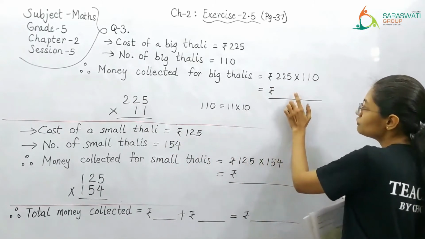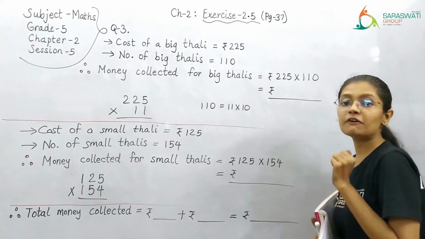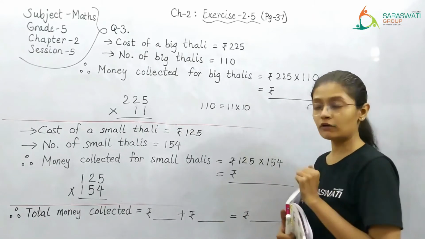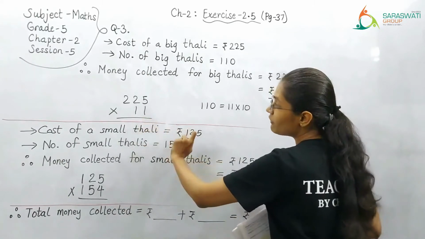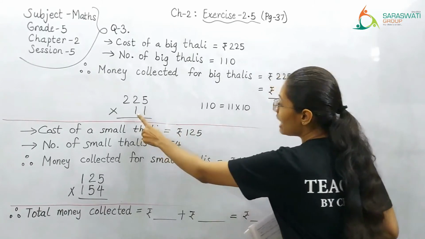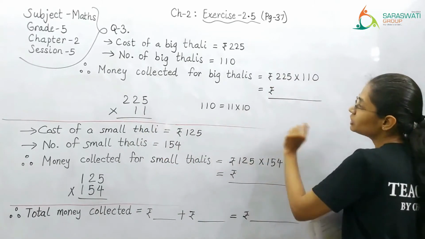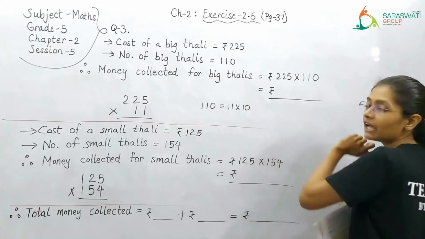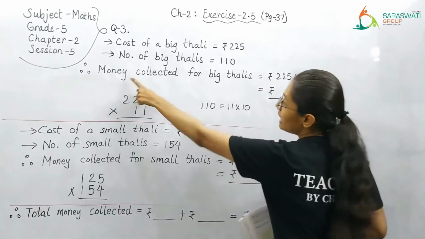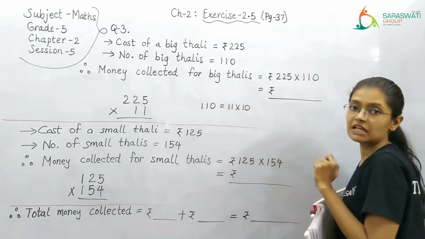So that answer you will write over here. You will perform the multiplication on your own, right? You have to perform this multiplication, write the answer you get here, and add a 0 at the back. So you will get the money collected for big thalis, right?